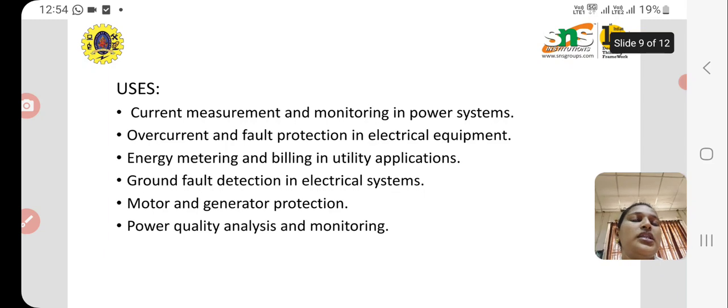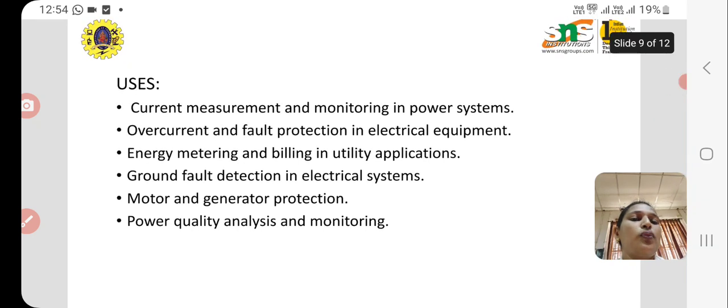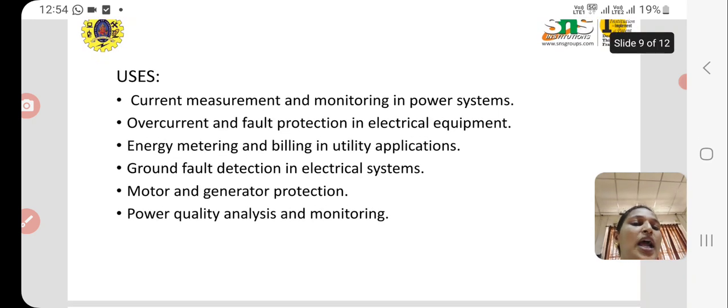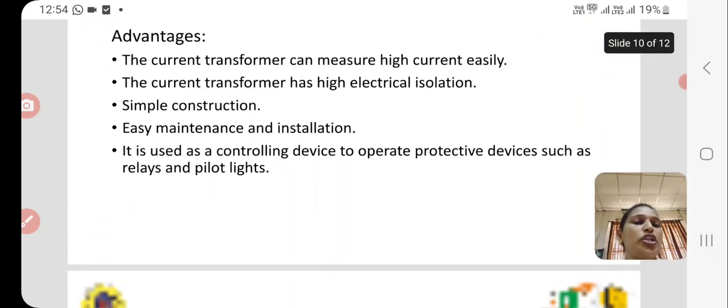The uses of CTs are current measurement and monitoring in power systems, and measuring overcurrent and fault detection in electrical circuits. Energy metering and billing in utility applications are done using CTs. Ground fault detection can be done using current transformers, and CTs are also used for motor and generator protection. They are also used in power quality analysis and monitoring.